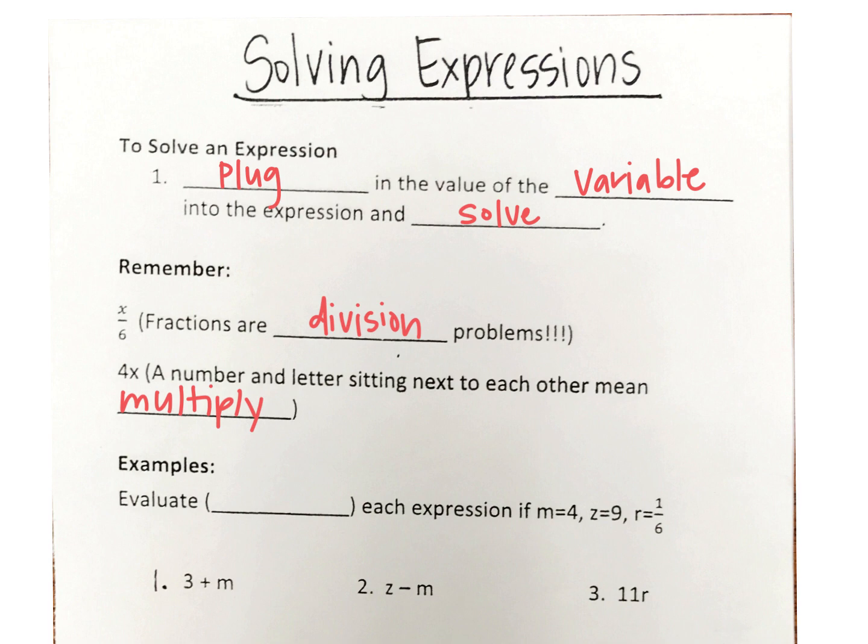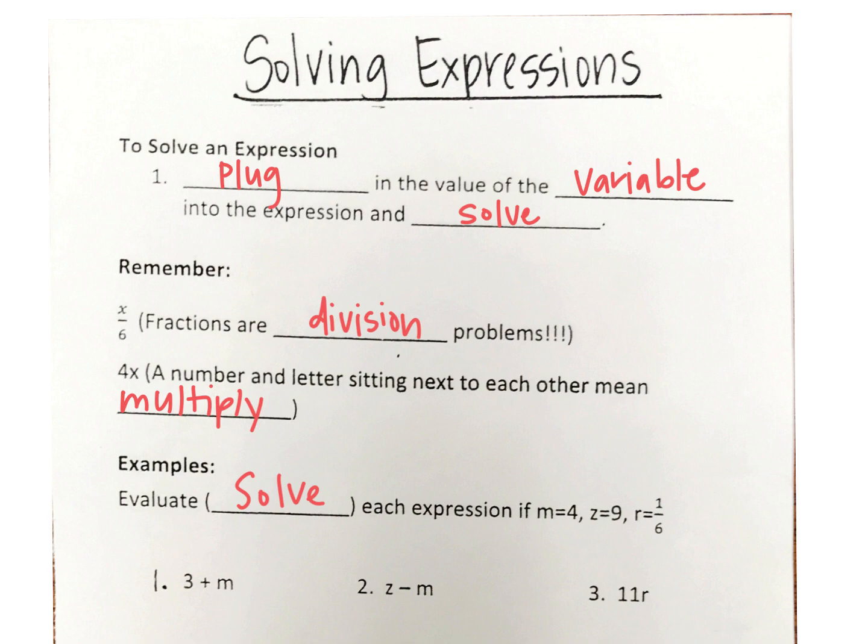The word evaluate, which is what you will see all the time. Occasionally you'll see solve, but a lot of times you will see the word evaluate, which means solve. But in algebra, they typically change the word solve to the word evaluate. Evaluate each expression means solve it. Okay? It says if m equals 4, z equals 9, and r equals 1/6.